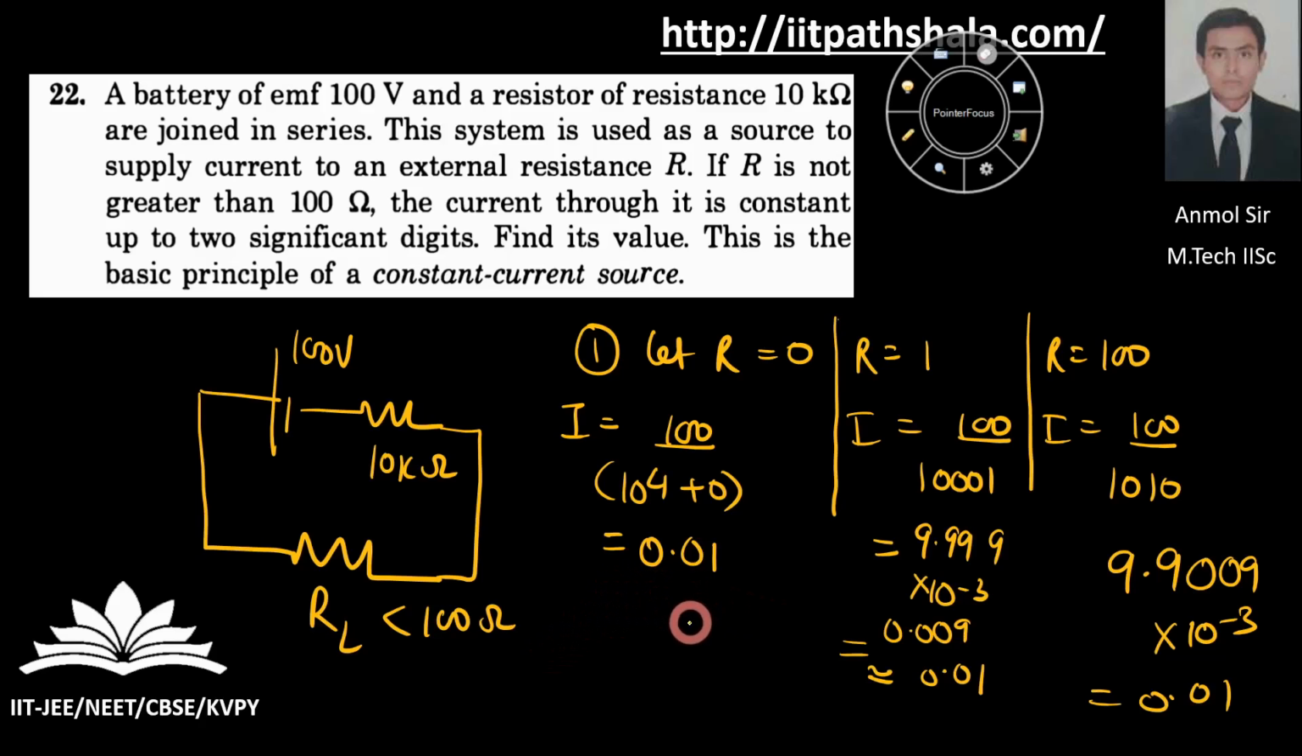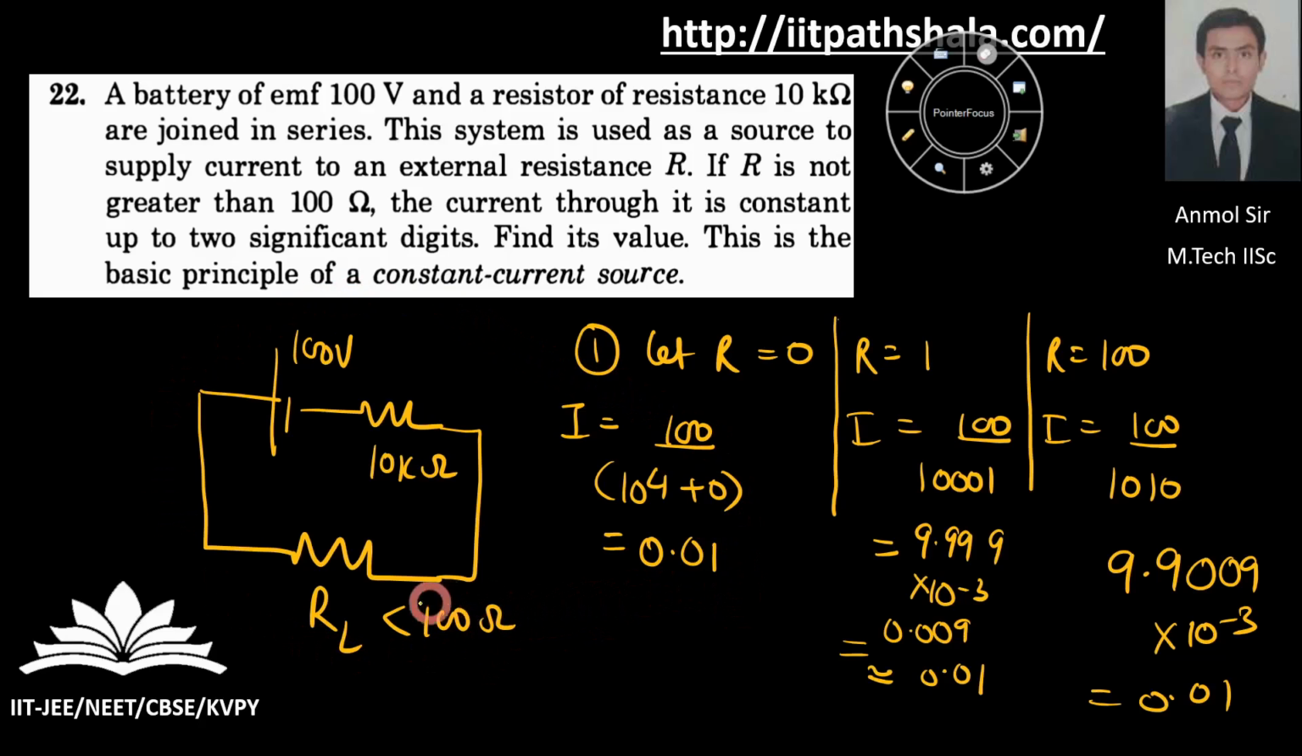Now he is saying that this principle is called the constant current source principle, because you have a battery which is delivering you constant current, even though you can take any amount of resistance less than 100 ohm. You'll be getting the same magnitude of current. He wants you to verify this principle.